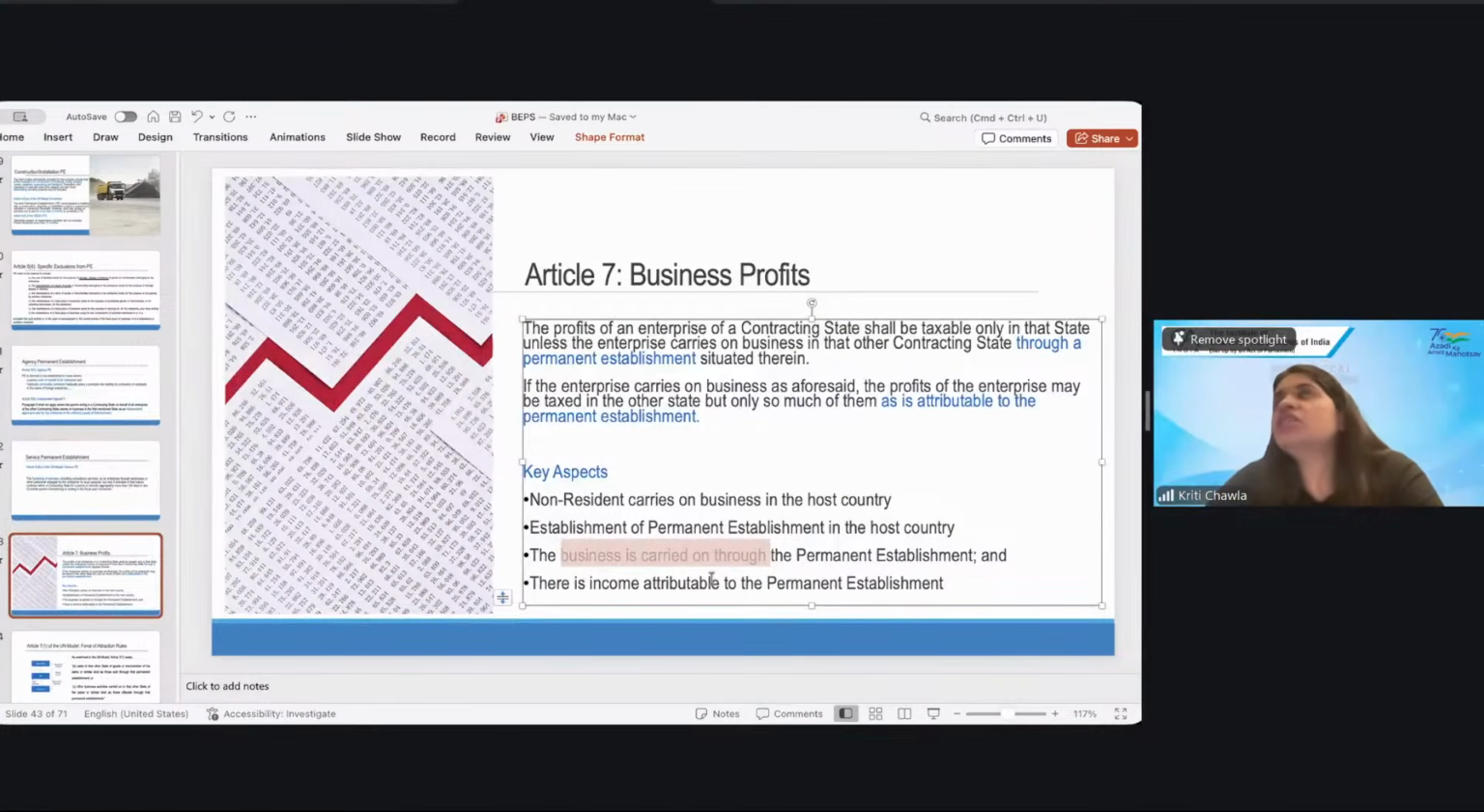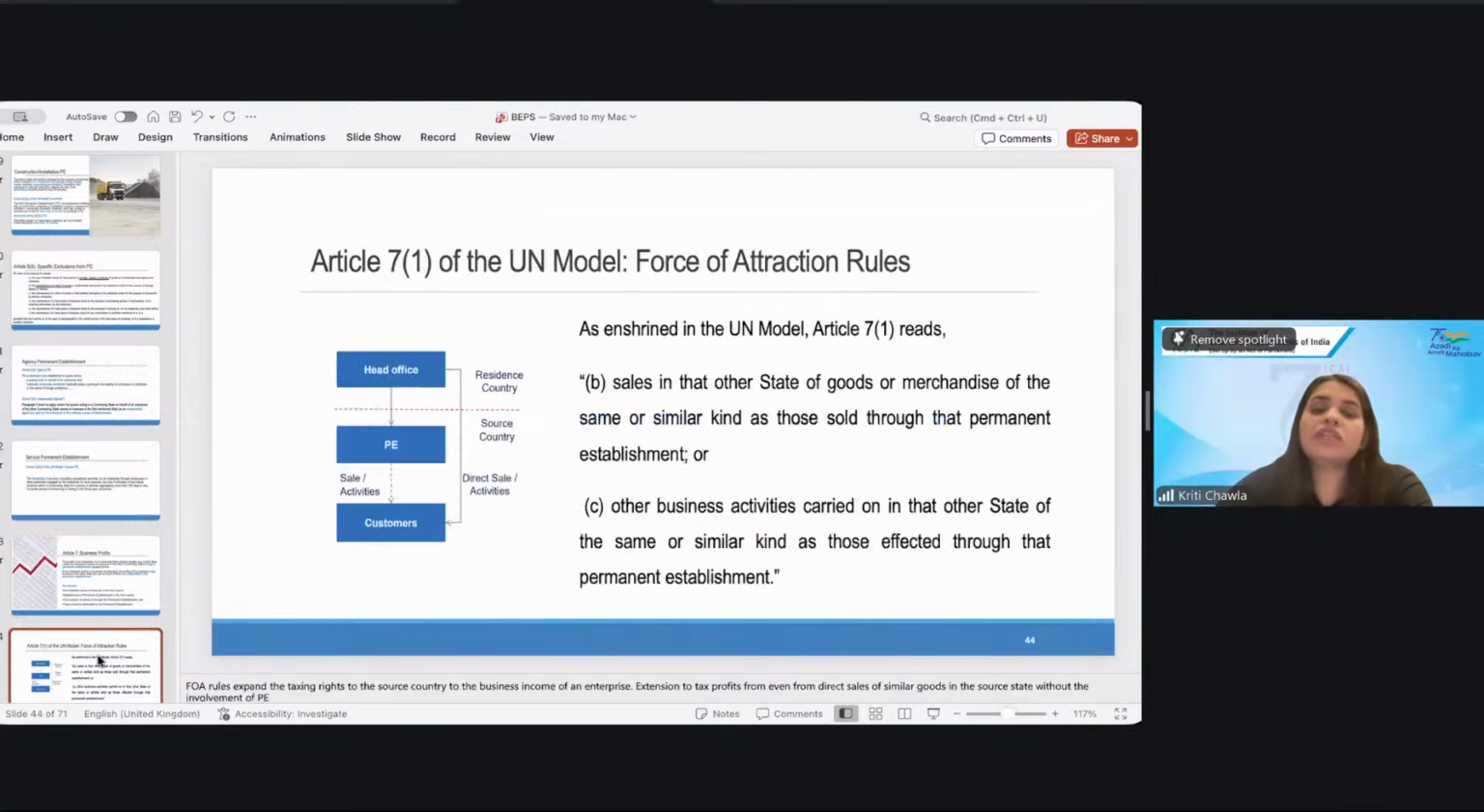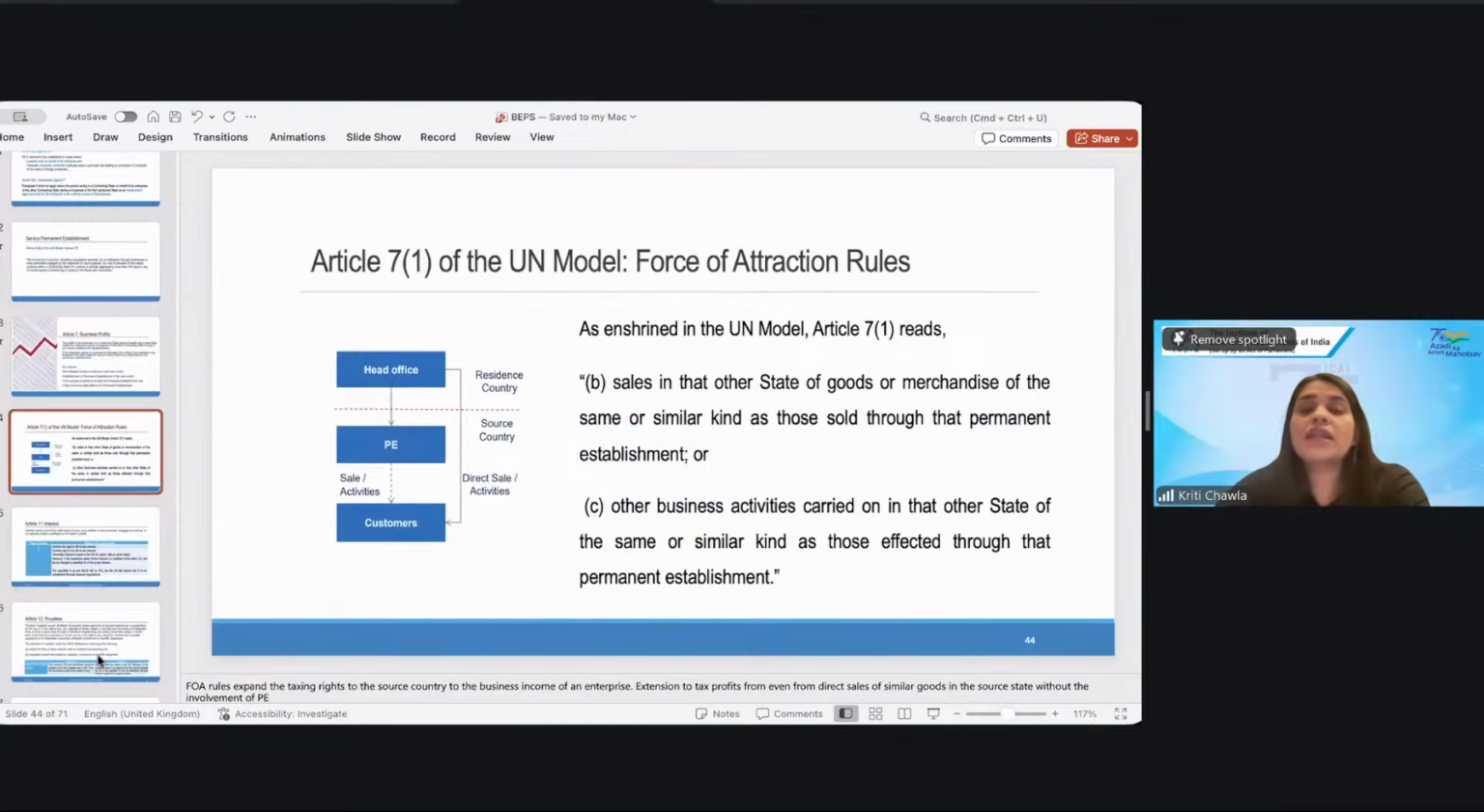Now, if you look at the OECD model, they follow something called the AOA approach, the Authorized OECD Approach, which basically means that you have to look into FAR analysis, the functions performed, assets used, and risks assumed analysis, so as to see how much is the income attributable to the permanent establishment. However, if you look at the UN model, this is where they use something called the force of attraction rules.